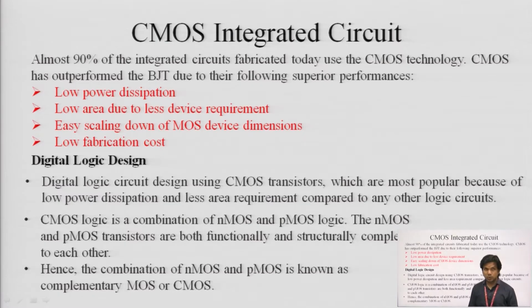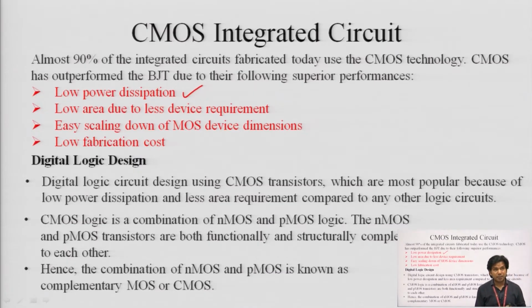So, that we have to see, and as we know the CMOS has outperformed the BJT due to its following superior performance. Like CMOS exhibits these properties. One, it exhibits very low power. Okay, that means the power dissipation of the CMOS circuit is very low. Second, in terms of area, the BJT takes a higher area as compared to CMOS. So, low area due to less device requirement.